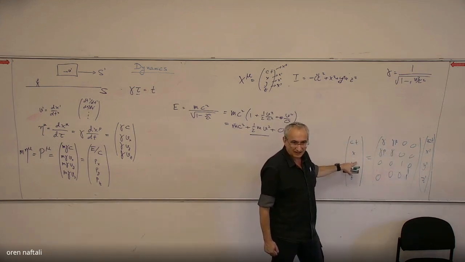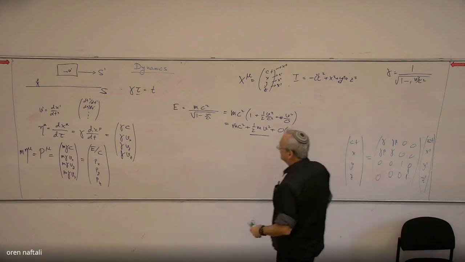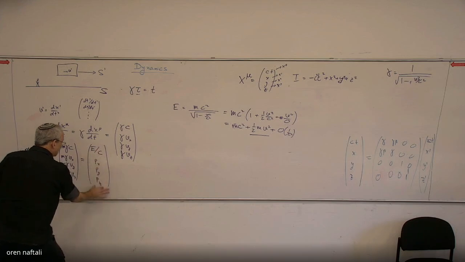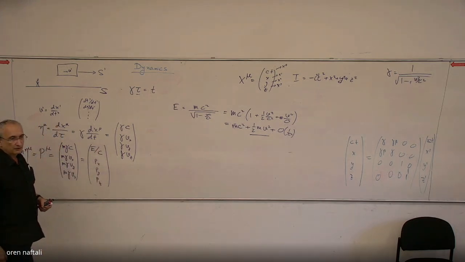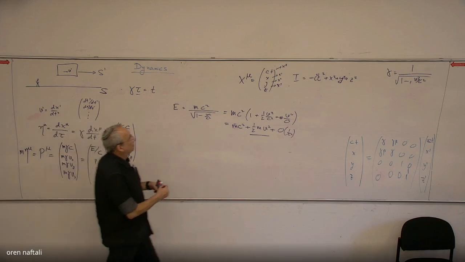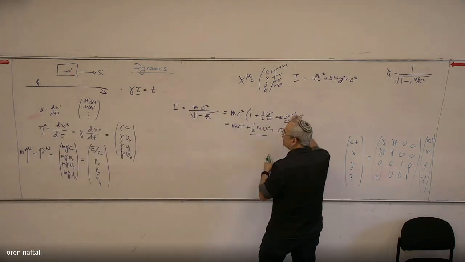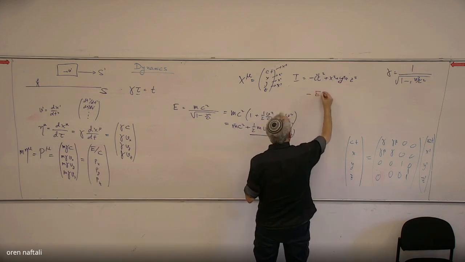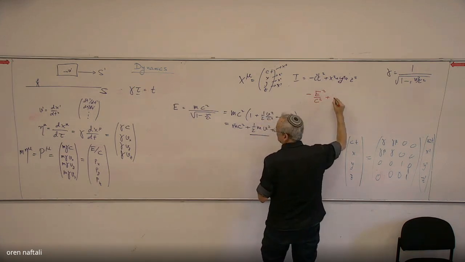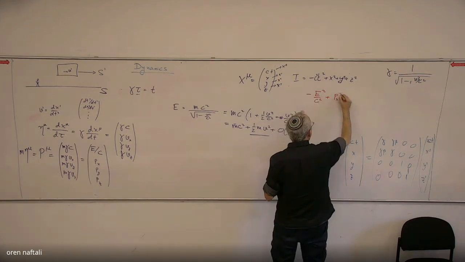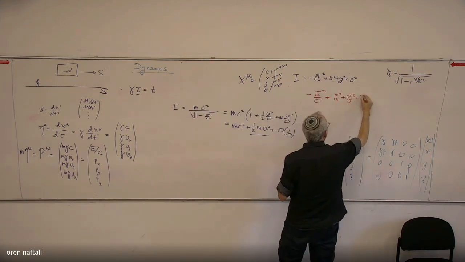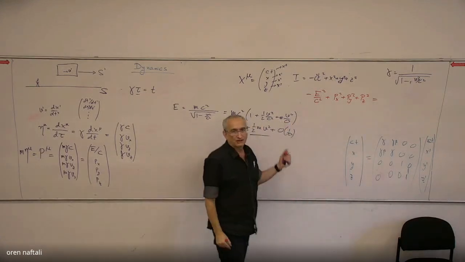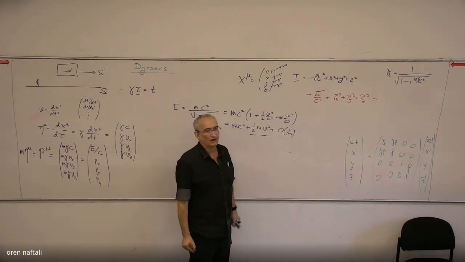What is this conserved quantity? Again, by structure, it's a time quote-unquote component with a minus, squared, plus adding the space component with a plus. So now the conserved quantity will be minus E squared over c squared plus Px squared plus Py squared plus Pz squared. And this will be conserved. Now, this will be equal to what?